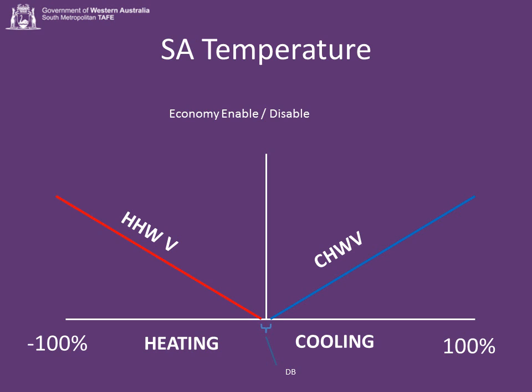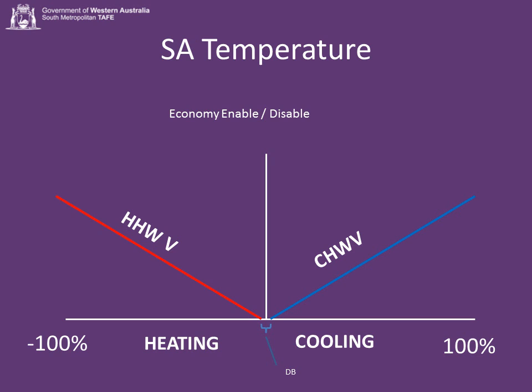Now, on the horizontal axis, we have a value which we call the percentage loading. All air conditioning equipment produces a value which is called the percentage loading. The percentage loading tells you how hard it's loading, or in other words, how hard it is trying. 0 to 100% is cooling, so 100% is it's trying as hard as possible to cool. 0 to minus 100% is heating. So as it goes into the minuses, it's trying harder and harder to heat.